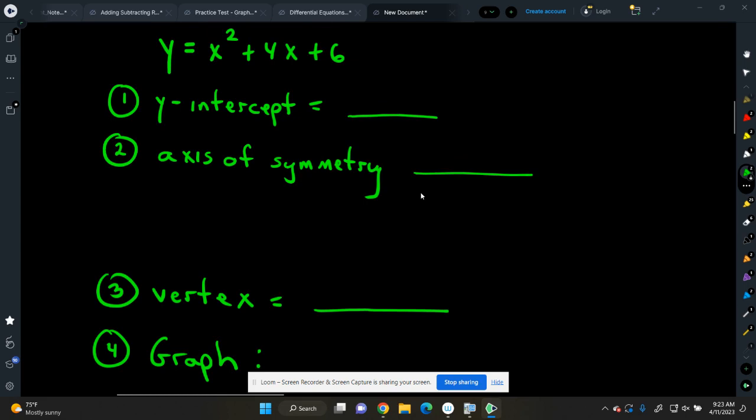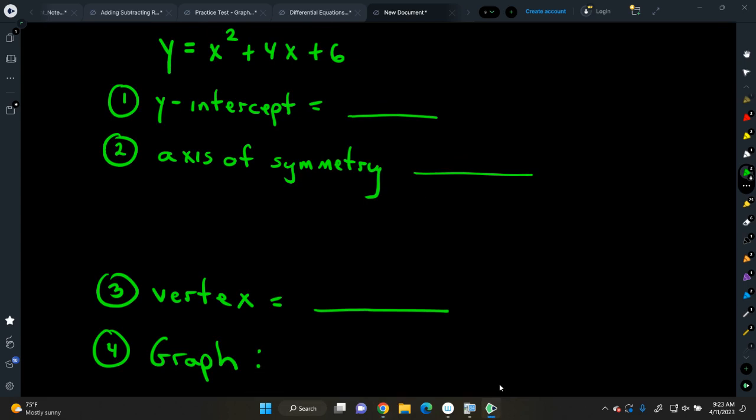Okay, wait, why did we do the vertex first? Say that again. Wait, no. I found the answer.